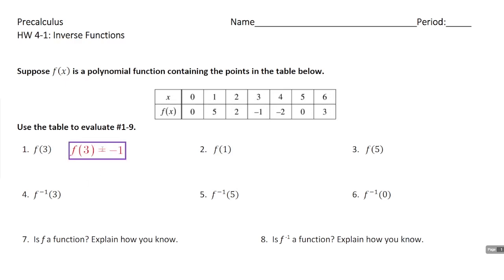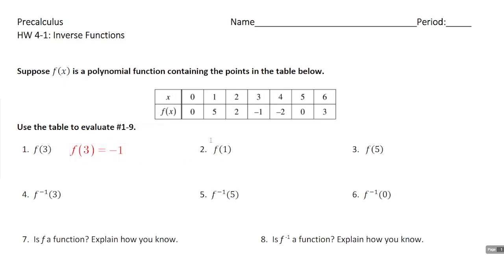This also represents a coordinate pair, a point that you could find on the graph of f of x. It would be 3, -1. That point would be on the graph of the function, and this xy coordinate pair would satisfy the function.